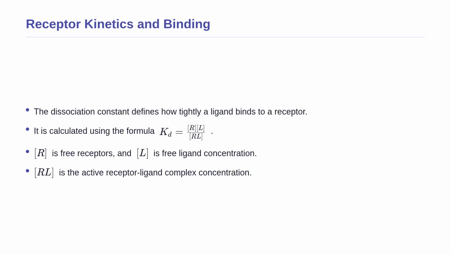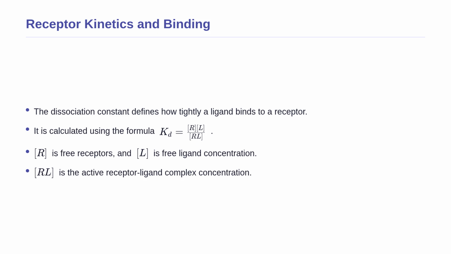To truly understand this binding process, we must look at the mathematics behind it. This brings us to the dissociation constant, a crucial concept in receptor kinetics. The formula shows how receptors and ligands interact dynamically.